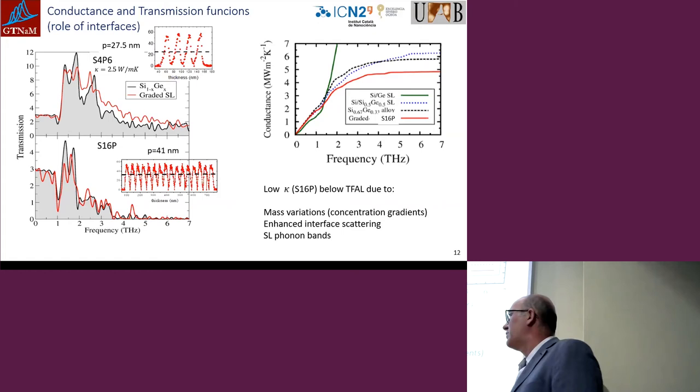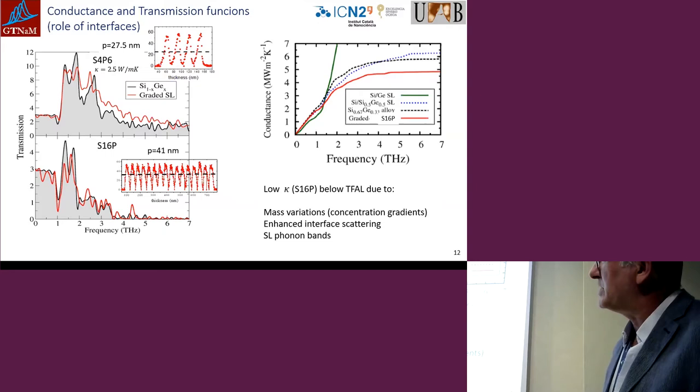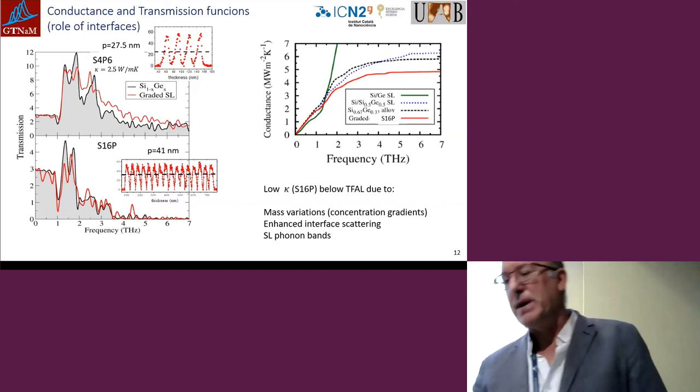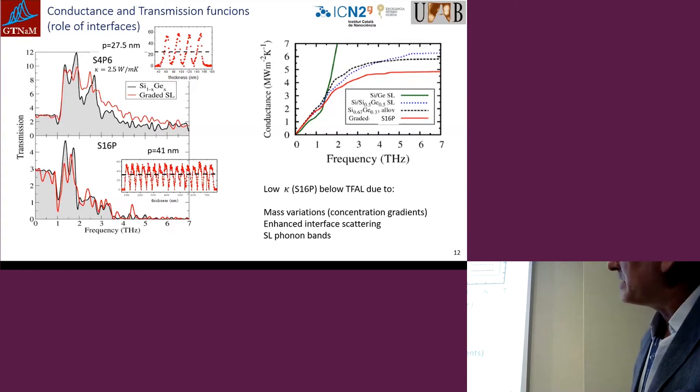We also have a decrease of the phonon transmission in this regime, which is the regime in which the superlattice interfaces start to play a role, and the mixing of germanium inside our system is also playing a significant role. So we have a decrease in this regime and in this regime here, and that translates when we plot the conductance as a function of frequency. We see that the silicon germanium, the 16 period, has a lower thermal conductance over the whole frequency range.